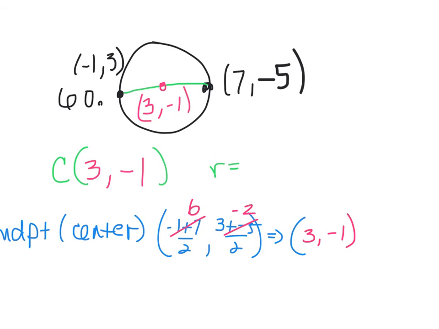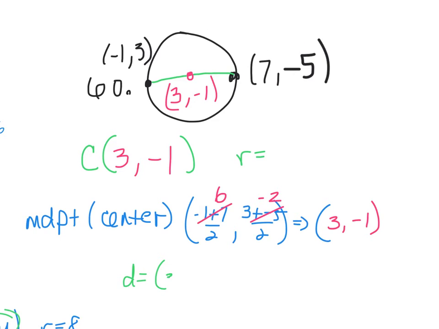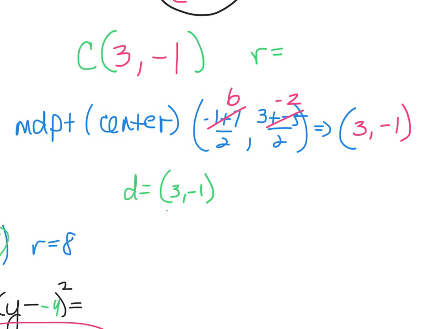Now that I found the center, I need to find the radius. How could I do that? Use the center and one of the points on the circle. It doesn't matter what you use. I personally would use (-1, 3). Why? Because the numbers are smaller. Anything that's positive or small is easier to use. So I'm going to do the distance between (3, -1) and (-1, 3). And that's going to give me what value? What am I trying to find?